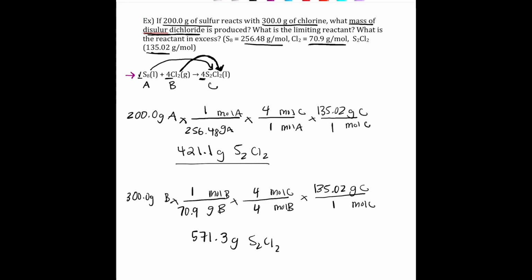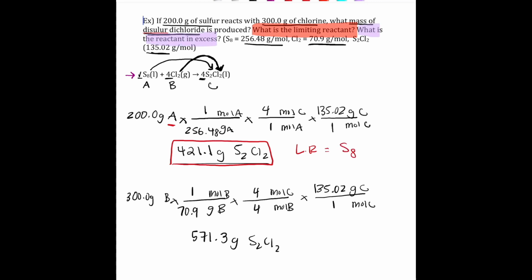Now let's get to this question. What is the limiting reactant? Well, remember, the limiting reactant is the one that produces the least amount of product. So we produce the least amount of product right here. And this all came from when we used A. And remember, A was sulfur. So our limiting reactant is going to be sulfur.